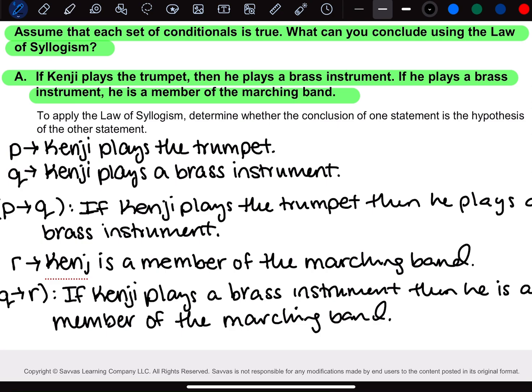And so this, just like the definition, the conclusion of one statement is the hypothesis of the other. So that is the difference between a regular conditional and now bringing in the law of syllogism. So based off this statement, we can conclude the following conditional is true. If Kenji plays the trumpet, then he is a member of the marching band.